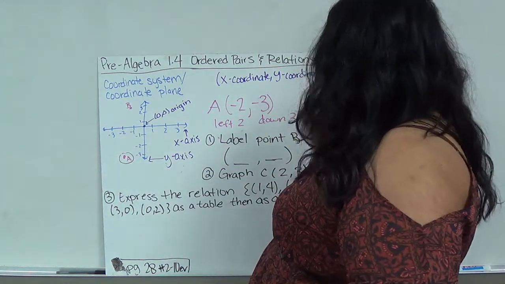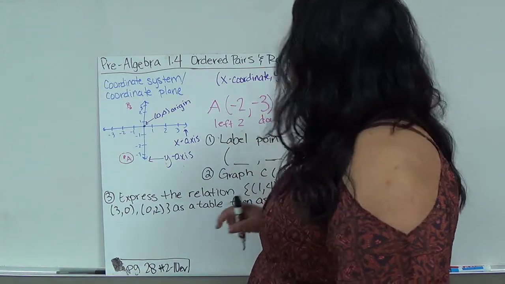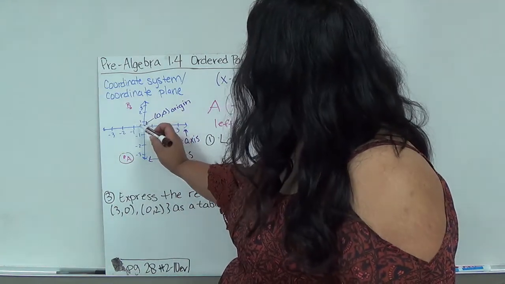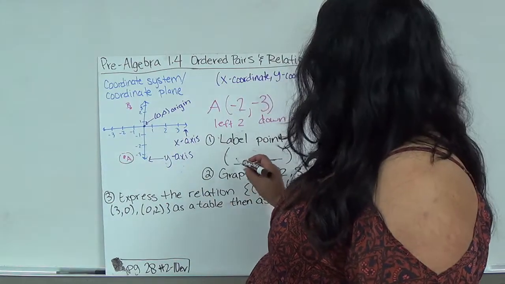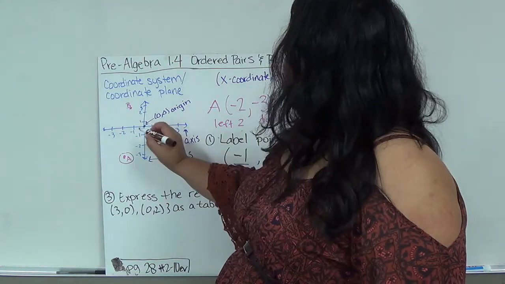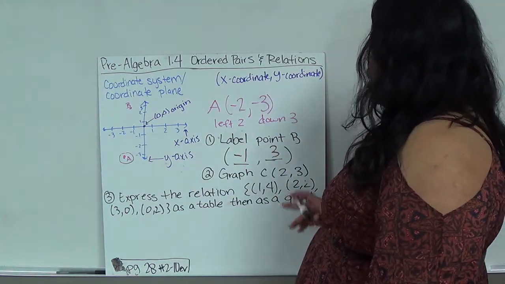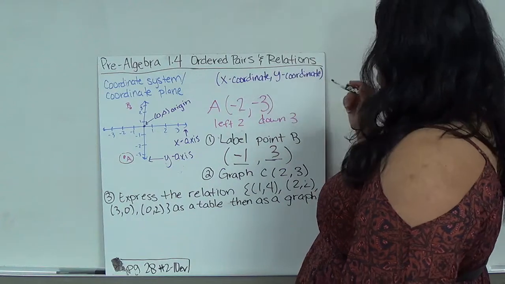Okay? So let's look at number 1. It's asking us to label point B. So point B goes back 1, so the x goes first, and it's -1, and then the y, which goes all the way up to 3. So that means if I wanted to find point B, I'd go -1, up 3, right?